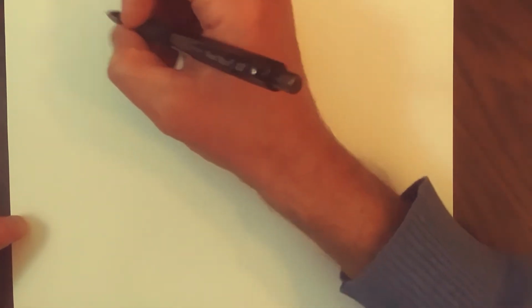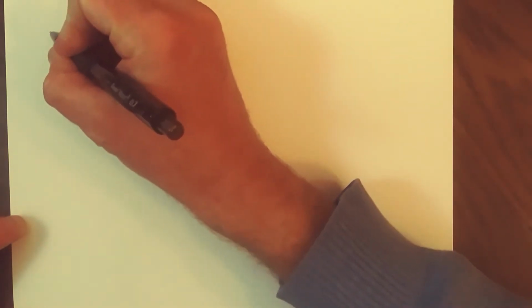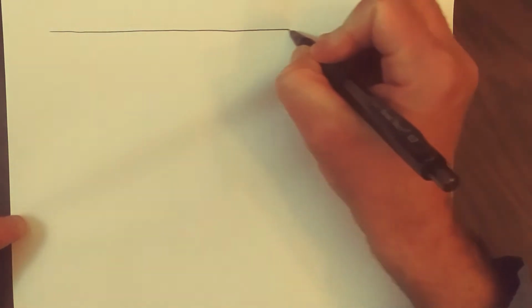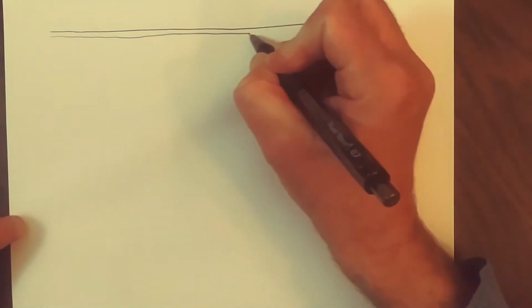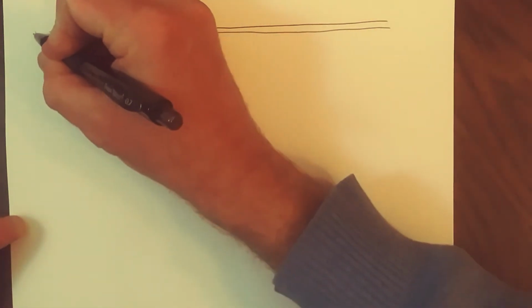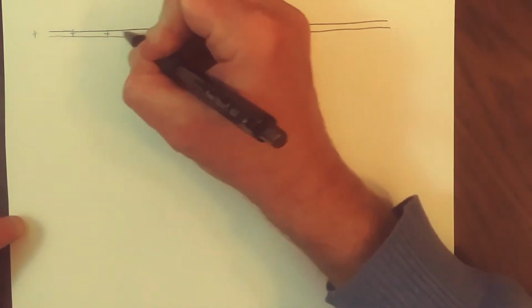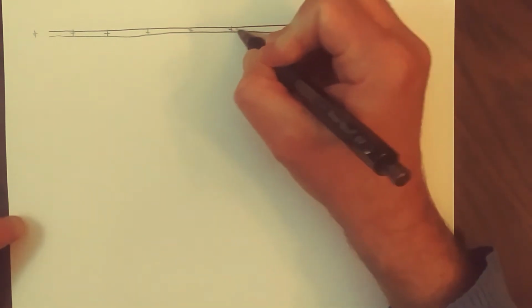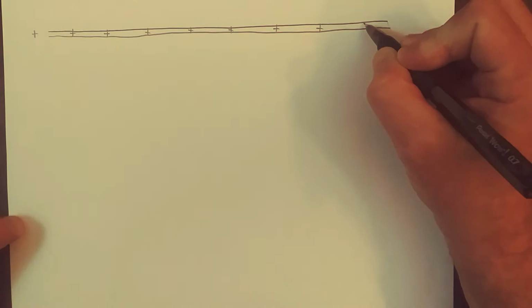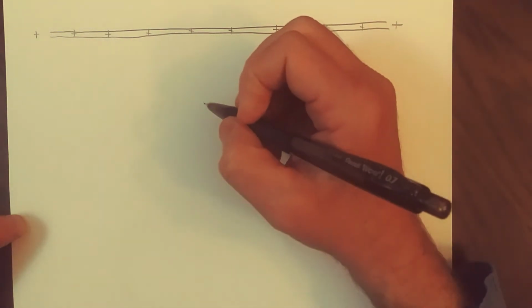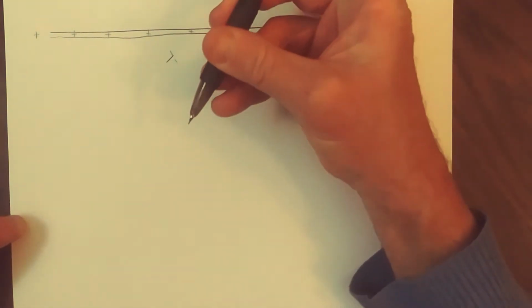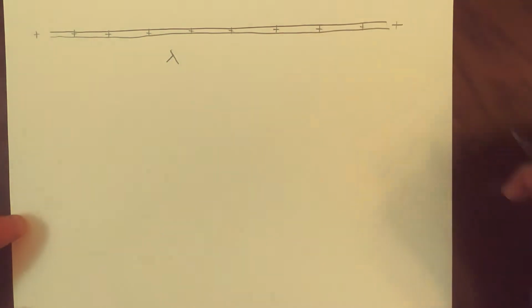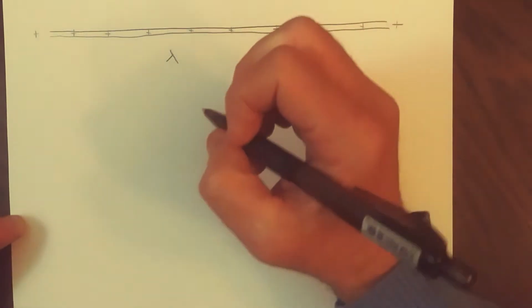Okay, so let's now use Gauss's law to find the electric field produced by the infinitely long line of charge. So here's our infinitely long line, and we made some plus signs indicating a positive distribution of charge, and I think we call the charge density lambda. So we have lambda as the charge density. And we want to apply Gauss's law to this.